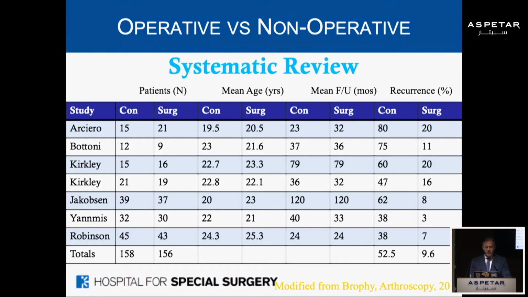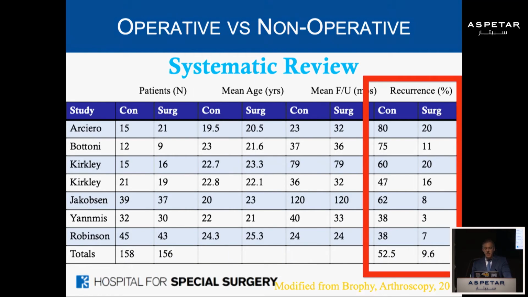This is a systematic review from Rob Brophy, and it's from years ago, but it makes the point that looking at recurrence, if we treat these first-time dislocators conservatively versus fixing them surgically the first time, there is a much lower rate of recurrence with surgery. Basically a 1 in 2 chance that it's going to recur with conservative treatment versus a 10% chance of recurrence with surgery. And so this really set the stage initially for saying maybe we should get a little more aggressive about fixing these.